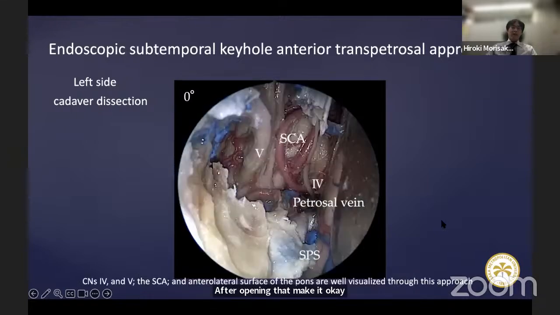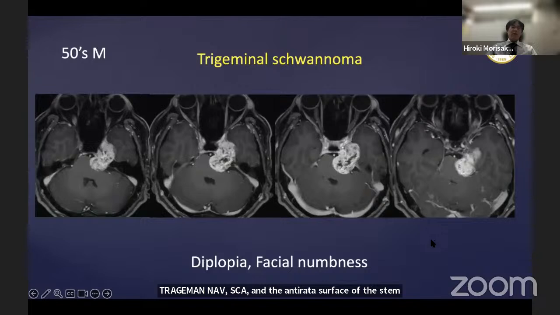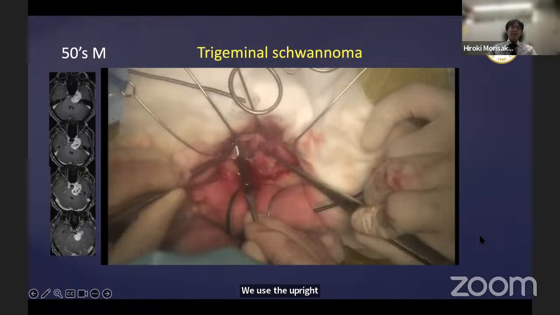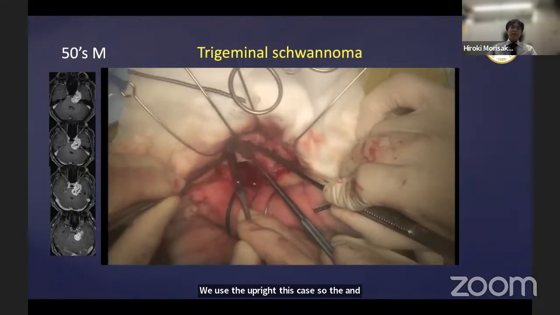The trochlear nerve, trigeminal nerve, SCA, and the anterolateral surface of the brainstem were well visualized through this approach. So I will show some cases. This is a trigeminal schwannoma. The tumor is located from the Meckel cave to the posterior cranial fossa and compresses the brainstem like this. We applied the endoscopic procedure to this case.